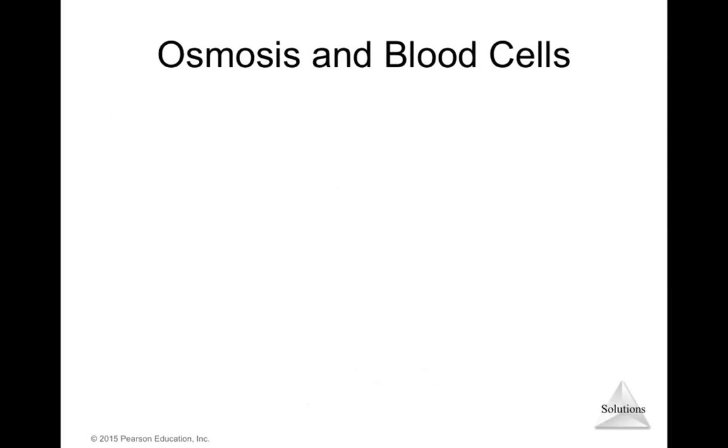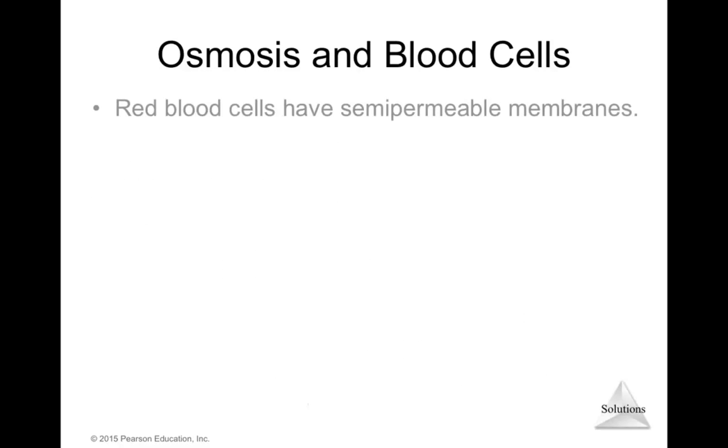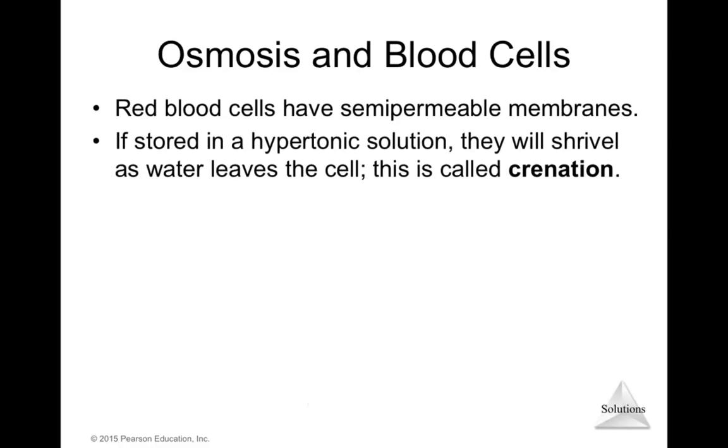I'm going to show you here an example of a cell, the blood cell. Red blood cells have a semipermeable membrane. If stored in a hypertonic solution, they will shrivel as water leaves the cell, because a hypertonic solution has a higher concentration of solid. So the water in the cell will leave the cell, and this is called crenation.